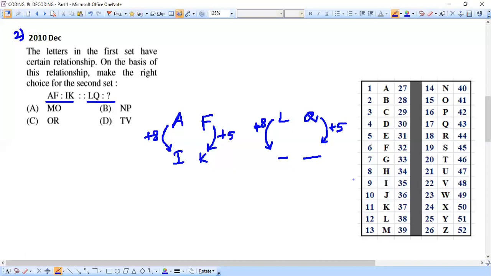L plus 8. So L is at the 12th position. So 12 plus 8, if you do, you'll be getting 20. So 20 corresponds to the letter T. I'm marking 20 here, right? 20 corresponds to T. That means T will come. I think this itself is enough for us to confirm the answer. See here. Yeah. Option D is matching with our guess T.